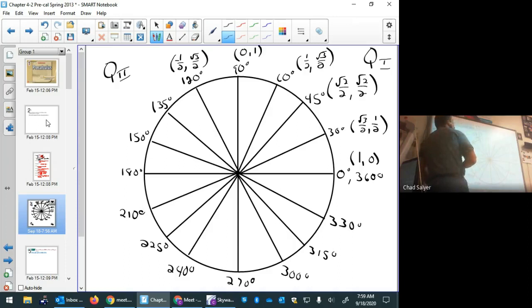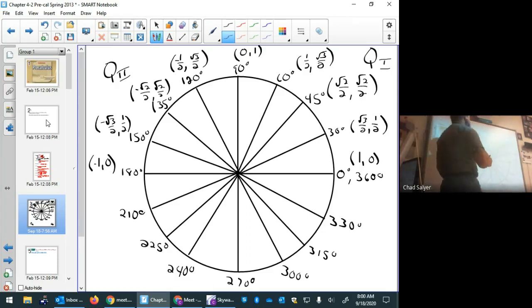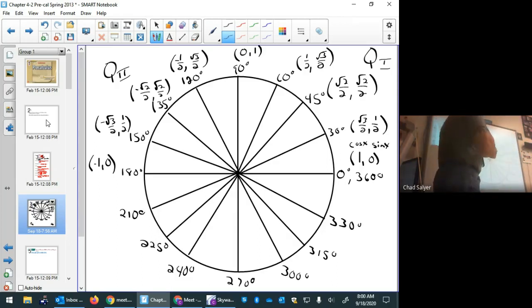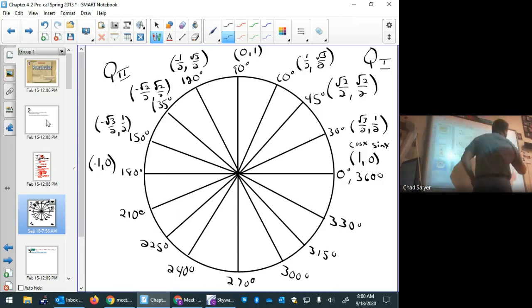So 120 is -1/2, comma square root of 3 over 2. 135 is negative radical 2 over 2, comma radical 2 over 2. 150 is negative square root of 3 over 2, comma 1/2. And then finally 180 is -1, comma 0. And just to remind you, every point is the cosine of that angle for the x coordinate and the sine of that angle for the y coordinate.